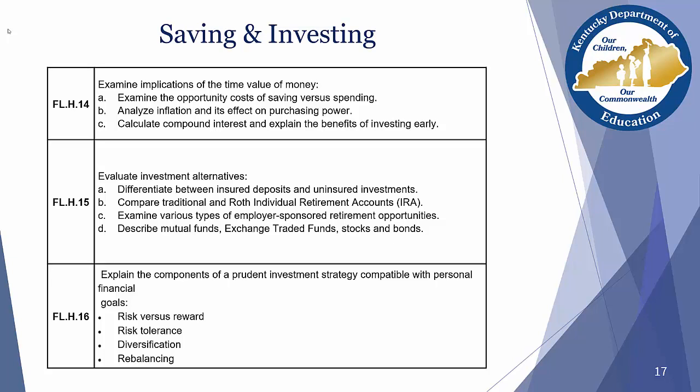Savings and investing. Students are looking specifically at the time value of money. What is the opportunity cost of savings versus spending? They're looking at different investment alternatives. What's the difference between a traditional and a Roth IRA? And then they're looking at the different components of prudent investment strategies compatible with their personal financial goals. So what's the risk versus reward? What's their risk tolerance? What do we mean by diversification and rebalancing?